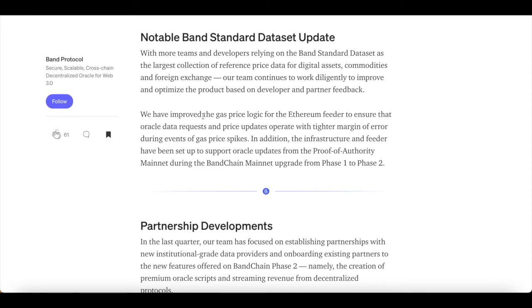Now, there have been improvements in the gas price logic for the Ethereum feeder to ensure that the oracle data requests and price updates operate with a tighter margin of error during events of gas price spikes. In addition, the infrastructure and feeder have been set up to support oracle updates from the Proof of Authority mainnet during the BandChain mainnet upgrade from Phase 1 to Phase 2.